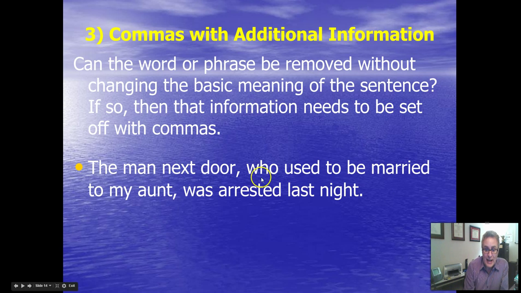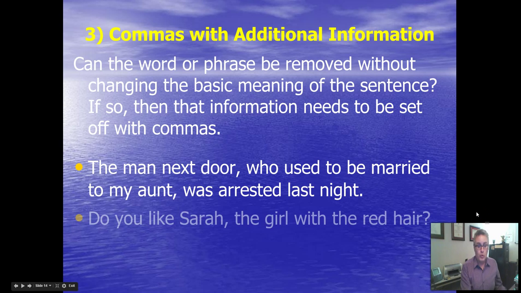So because I can leave that information out and retain the subject and the verb of the sentence, the man next door was arrested last night, I put commas on either side of that information, letting readers know I have given you additional information about what comes directly before it, which is the man next door. I'm giving you more information about the man next door. You can also have additional information come at the end of the sentence.